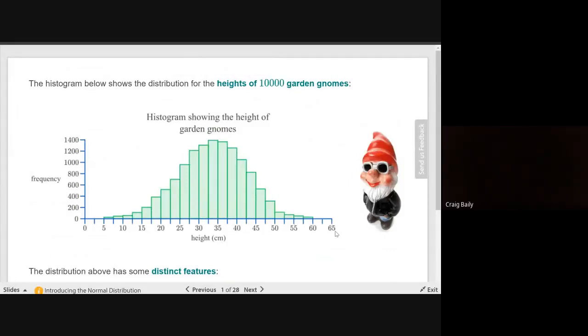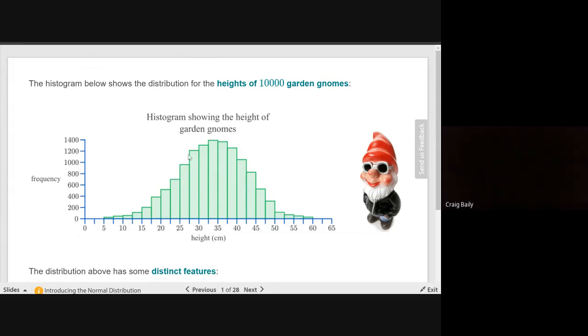Now, haere mai. We're going to have a lesson on the normal distribution. You're definitely going to see this on your external, and along with two-way diagrams and probability trees, we're going to be using the normal distribution to find the probability that something happens. Okay, have a look at this data.